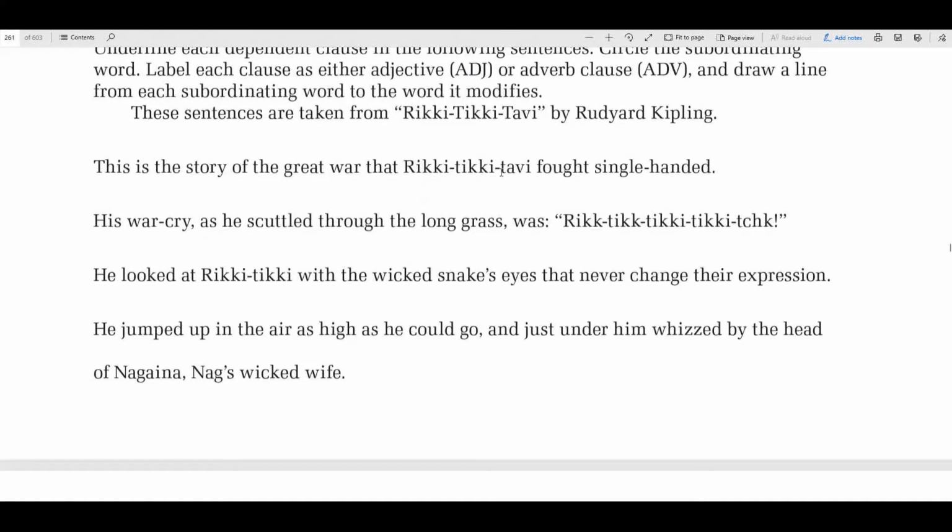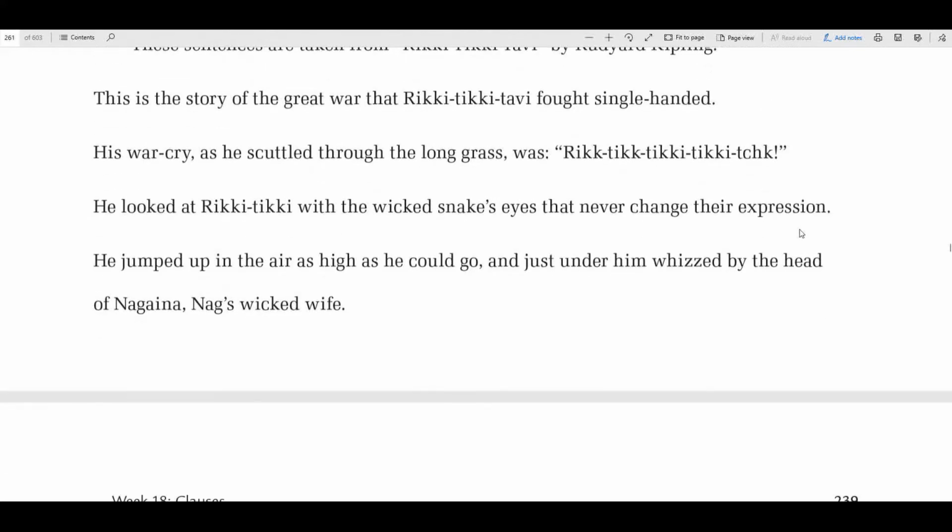So these sentences were taken from Rikki Tikki Tavi by Rudyard Kipling. I don't know if y'all have ever read that. So what I'm going to do is, if you haven't done this section, I want you to pause it and go ahead and do it. And just read the instructions. It's the same thing that we did several days ago in one of the lessons from week 18. So if you haven't done it, go ahead and do it, then turn it back on, and I'm going to pull the answers up and let you check it.